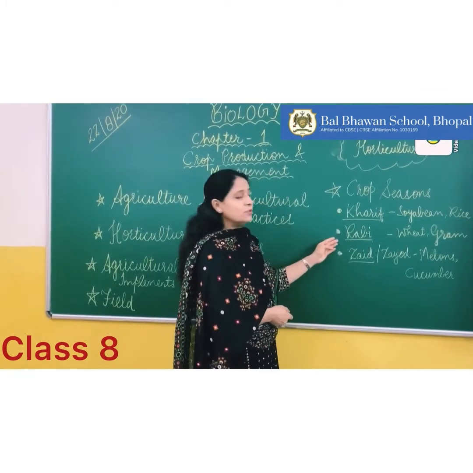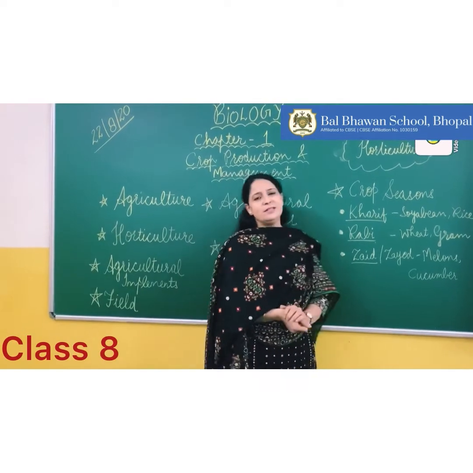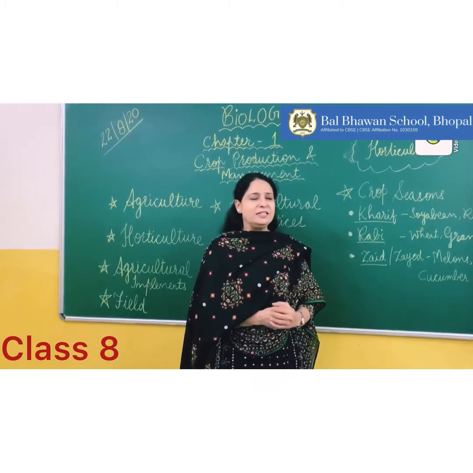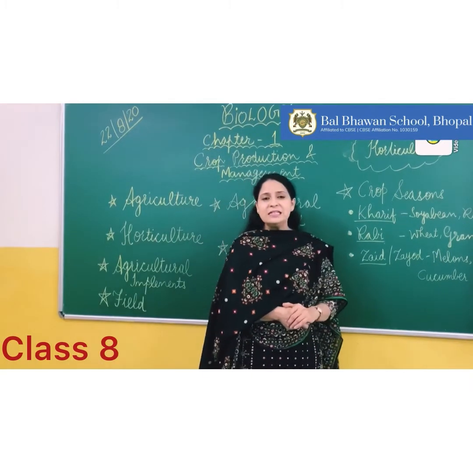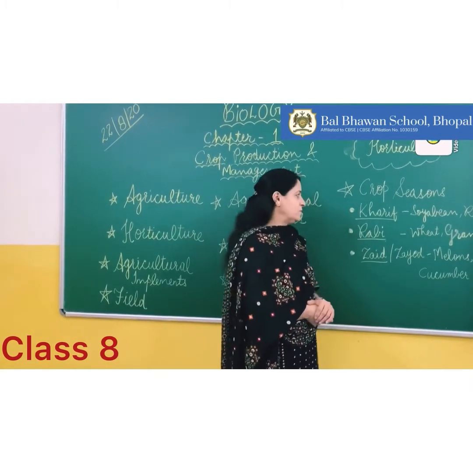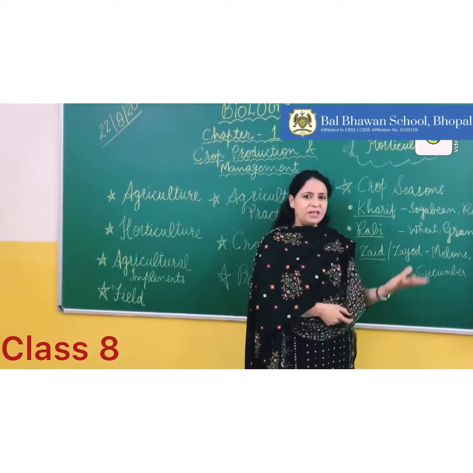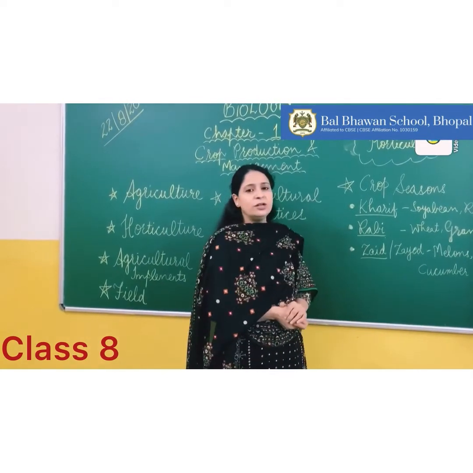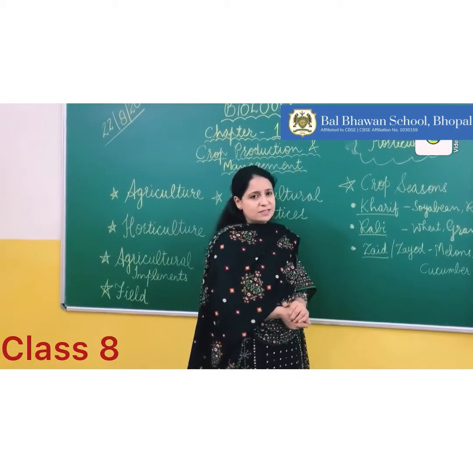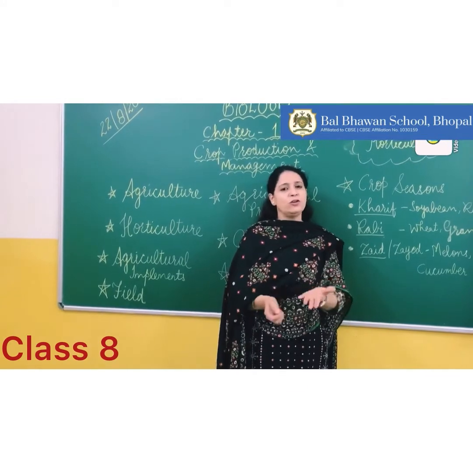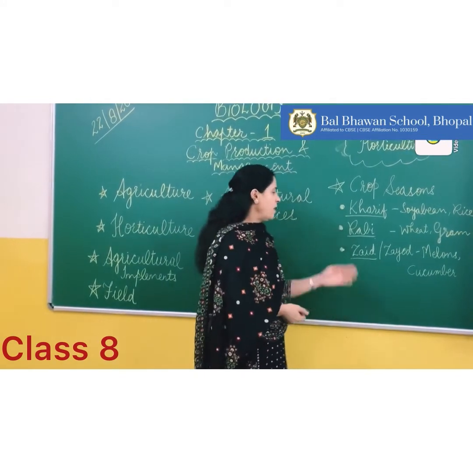Now comes the second season, that is Rabi season. Rabi season is the season in winter. The crops that are grown in the winter season come under Rabi crops. These Rabi crops include wheat, gram, peas. All these crops are included in the Rabi season. The Rabi season usually begins in October or November. From October or November, the Rabi season begins.